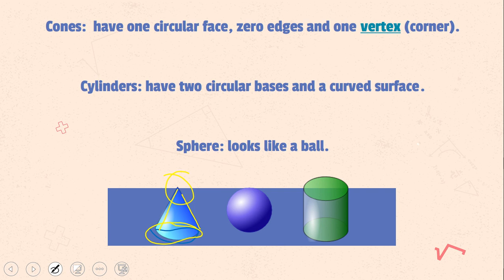Next, we have a cylinder. And a cylinder has 2 circle faces, and then it's just curved. So this part is curved. And then obviously a ball, a sphere, it looks like a ball, and it's just one curved face.